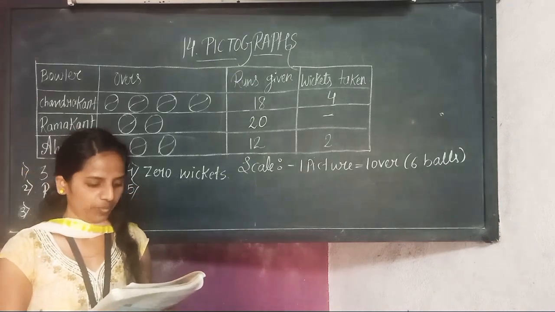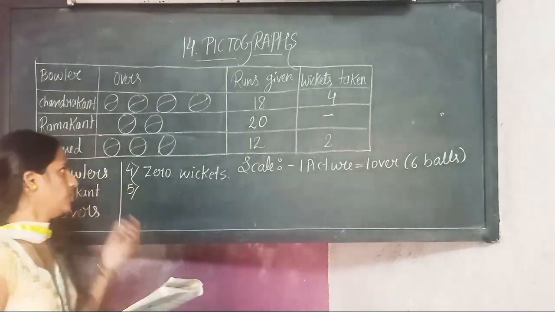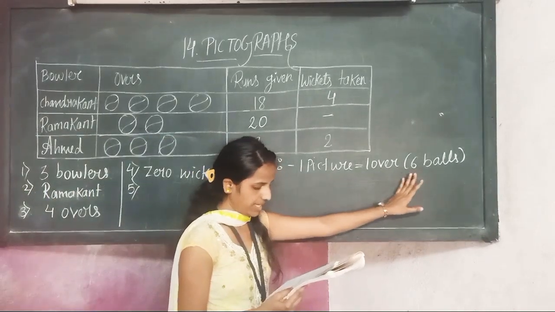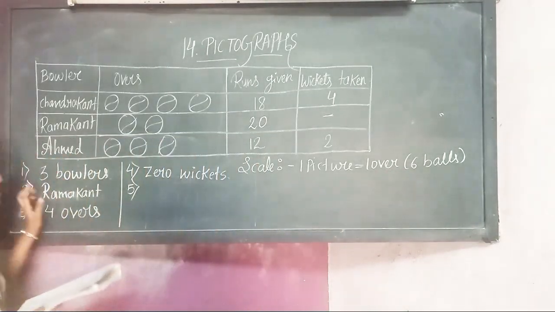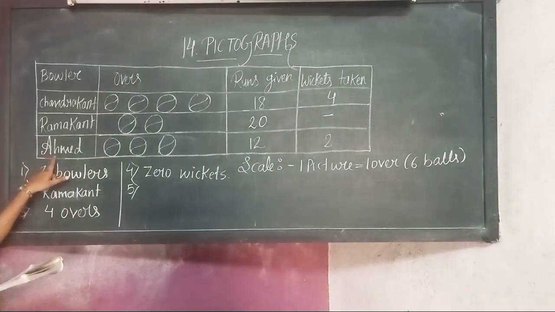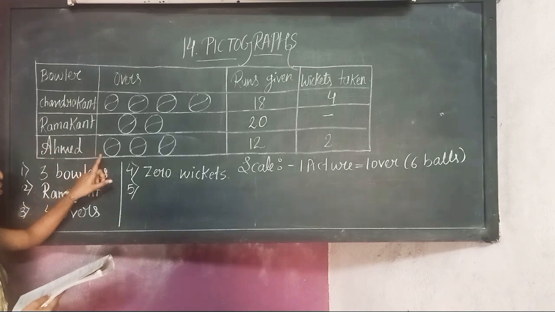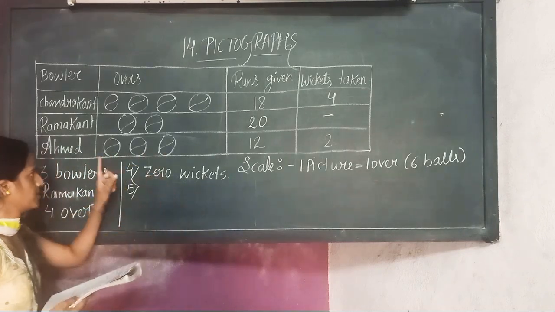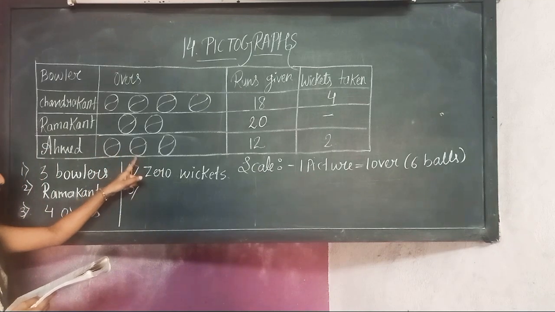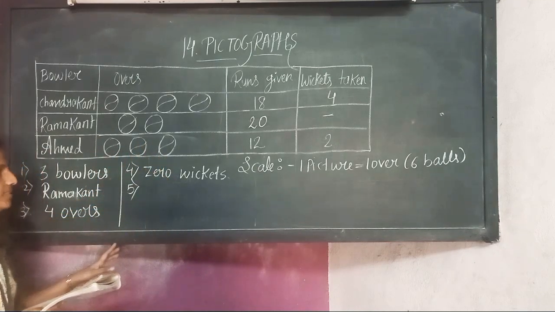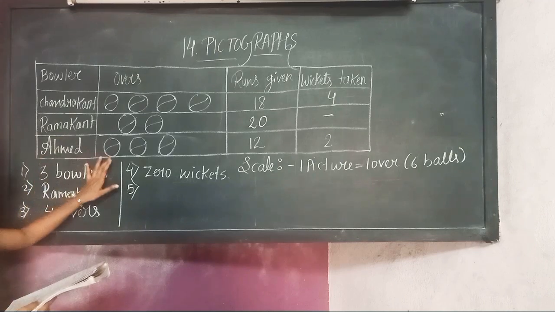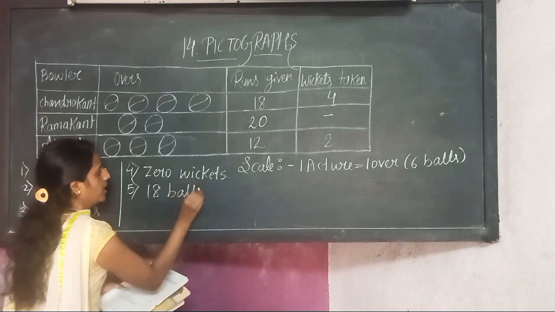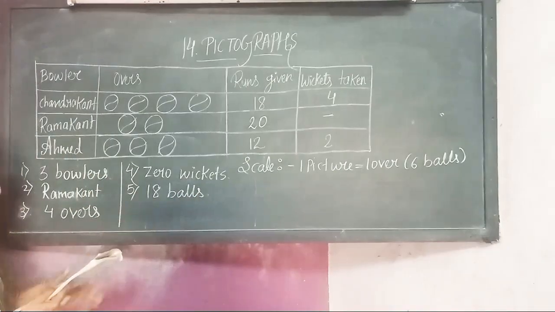Fifth one. How many balls did Ahmed bowl? Now we know that in one picture there are 6 balls. We have to find out how many balls Ahmed bowled. So for Ahmed how many pictures are given? 3 pictures are given, and one picture is 6 balls. 6 plus 6 will be 12. 12 plus 6 will be 18. That means Ahmed bowled 18 balls. Just write down: Ahmed bowled 18 balls.